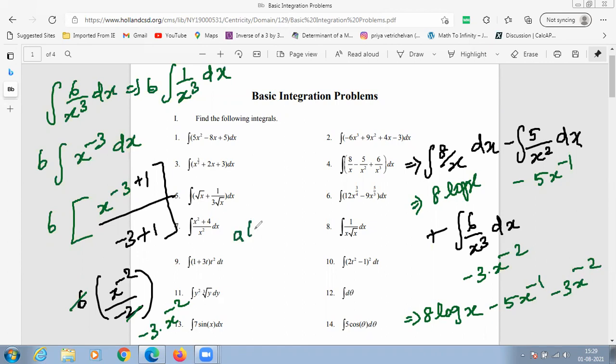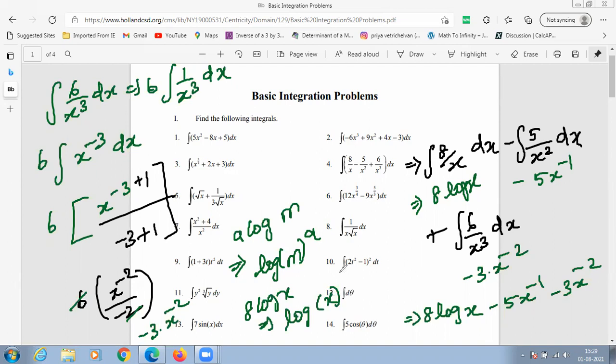And you do have a formula: a log m can be written as log m power a. That is the logarithmic identity. If there is any constant multiplying a log, that will become the power of its variable, right? So 8 log x can be written as log x raised to the power 8. So we can write it as log x raised to the power 8. That's it.